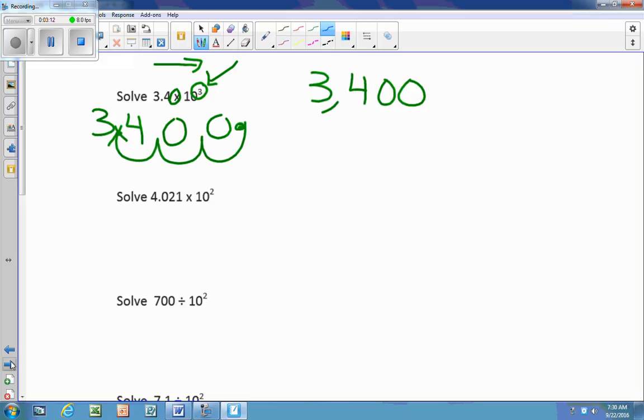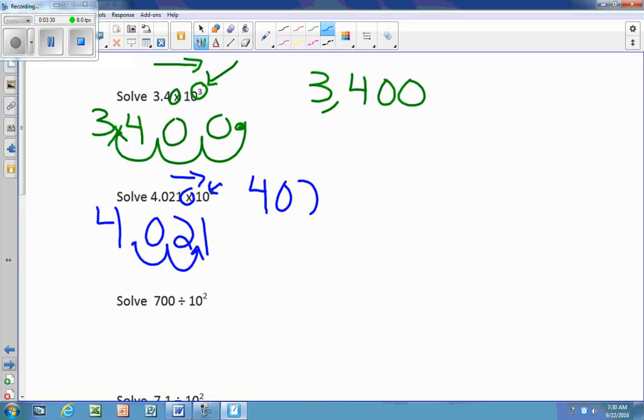We are multiplying again. Since we're multiplying, we know we're going to the right. I'm going to rewrite my number to make this easier to do. We are going to the second power, which means that we're going to jump twice. So we're going to jump once, twice, and that moves us over here. So my answer is 402 and 1/10.